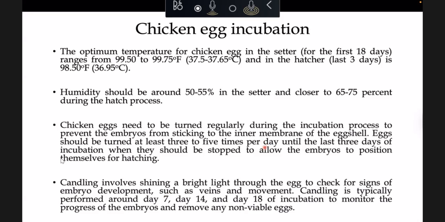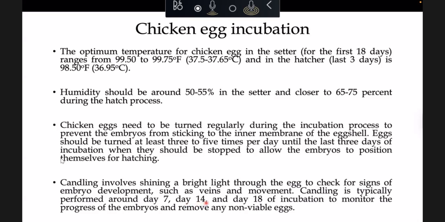the bakery facility, and in the bakery these 7 days incubated eggs are used for different bakery items with no issue.